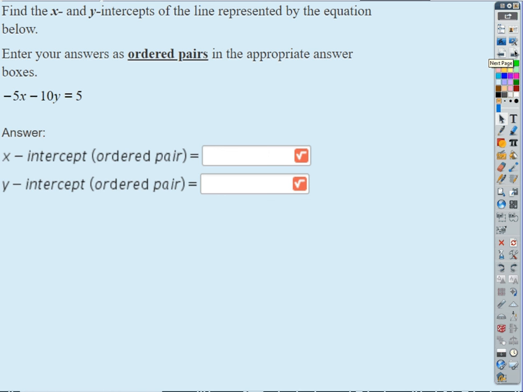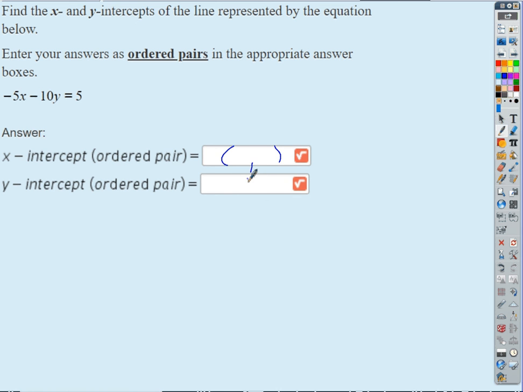Okay, finding intercepts. We're given a function in standard form here, or not quite in standard form. It's not really correct standard form, is it? We're given some linear function, and we want to find the x and the y intercepts. What's our strategy for finding the x-intercept? What are we going to do? We're supposed to write it as an ordered pair. Well, here, I bet you do know this part, right? Because this is the strategy.